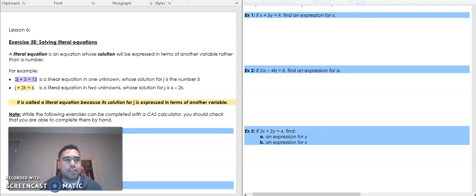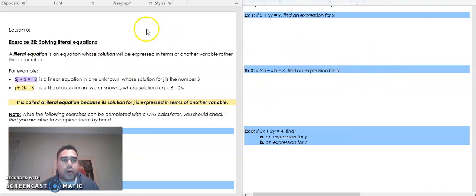This is lesson 6, exercise 3E, solving literal equations. Just so you don't get confused, this part here is where the side of the notes are. I've just got the examples on the right hand side, so I can use this as a reference.